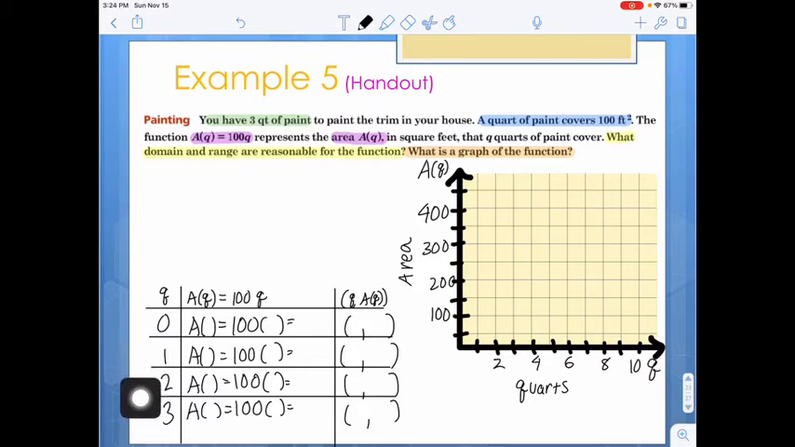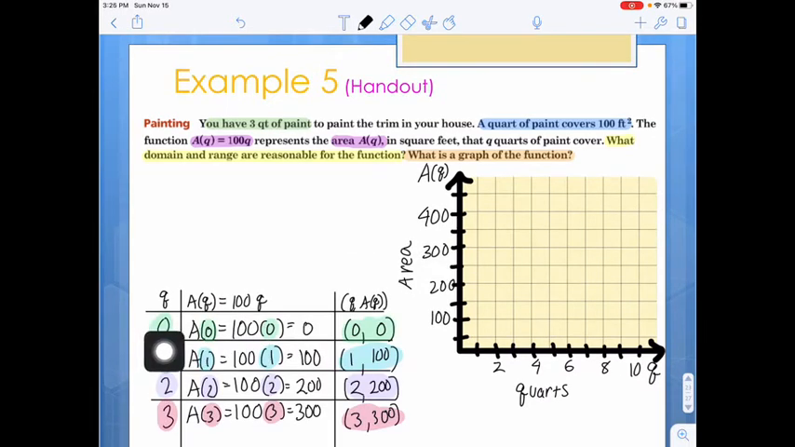If we plug in 0, we're using no paint, so it would make sense that we've painted no square feet. So that gives us the point (0, 0). When we plug in 1, we get 100 times 1, or 100. So if we use 1 quart of paint, we can paint 100 square feet. If we plug in 2, we get 2 times 100, or 200, so we can paint 200 square feet. If we plug in 3, that's our max. So we get 100 times 3, or 300, and if we use all 3 quarts, we get 300 feet squared.